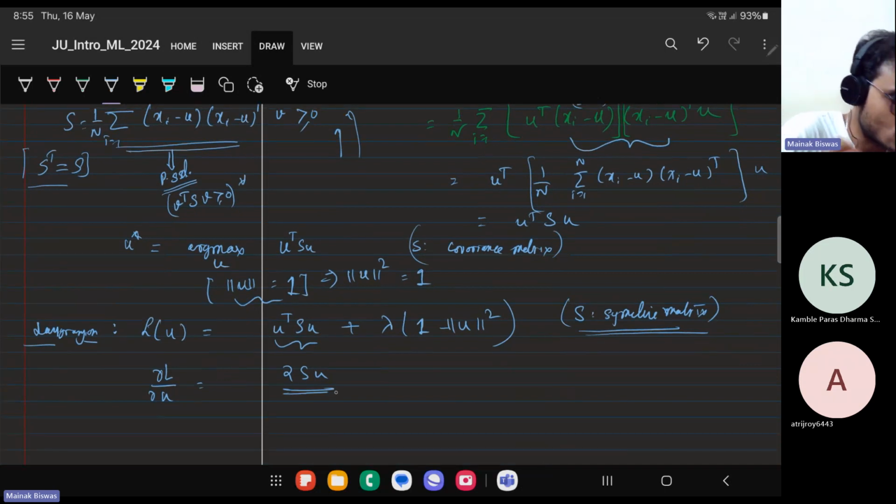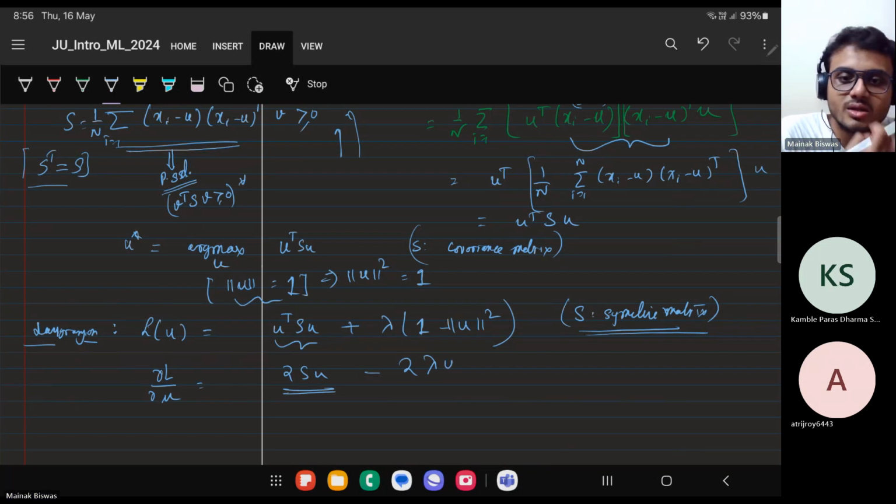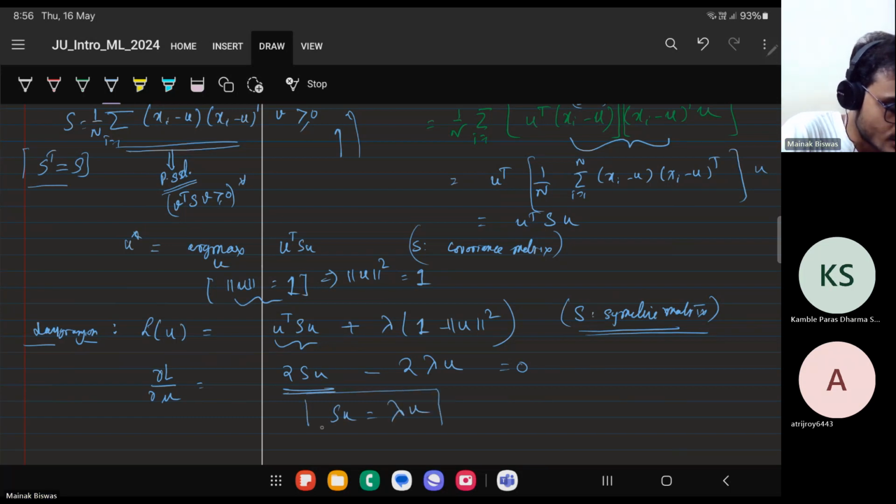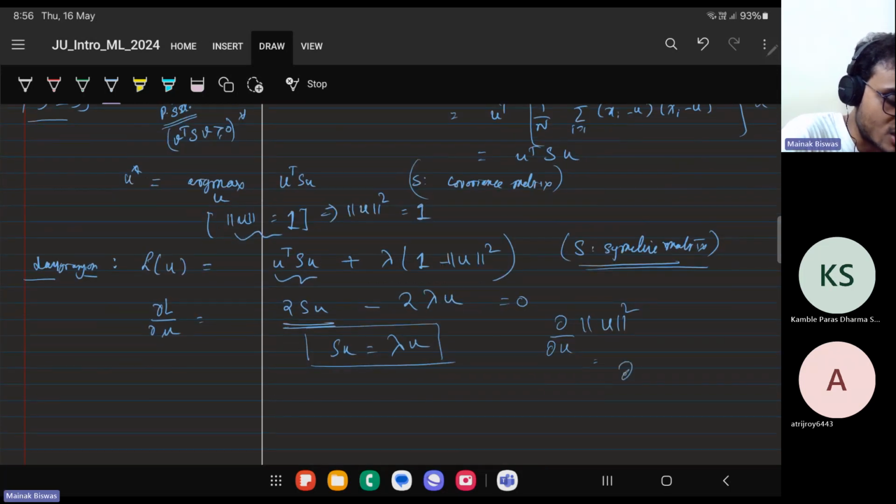Since it is a symmetric matrix, we get the derivative 2Su, as we have shown the derivative form using a symmetric matrix. dL/du plus 2 into lambda u. So what do you get? Su equal to lambda u, right? You remember the derivative of u squared, what is it? This is the partial derivative of u squared with respect to u1, up to the partial derivative with respect to ud, whatever dimension u is. Yes or no?